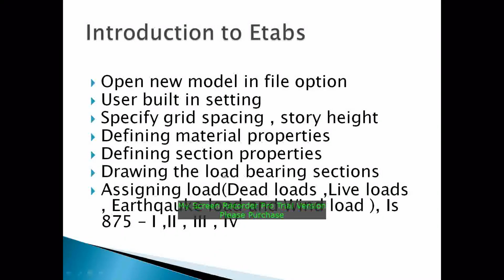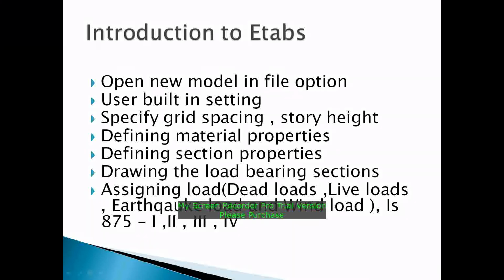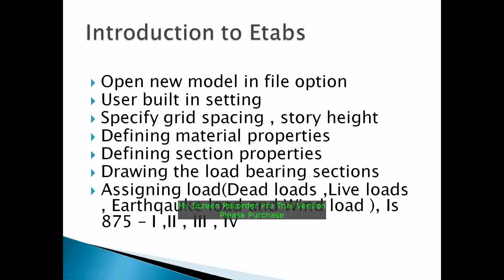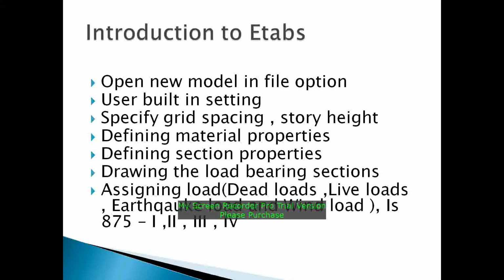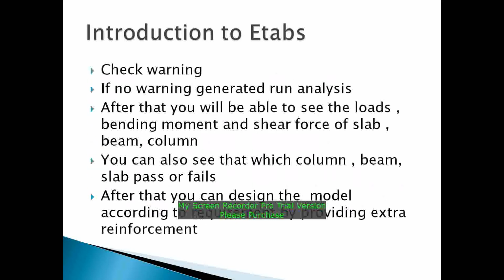After that, we have to draw the load bearing members like slabs, beams and columns. After drawing, we have to assign the loads like dead loads, slab loads, earthquake loads and also wind loads. Earthquake and wind loads are lateral loads. We assign the loads as per IS 875 parts 1, 2, 3 and 4.